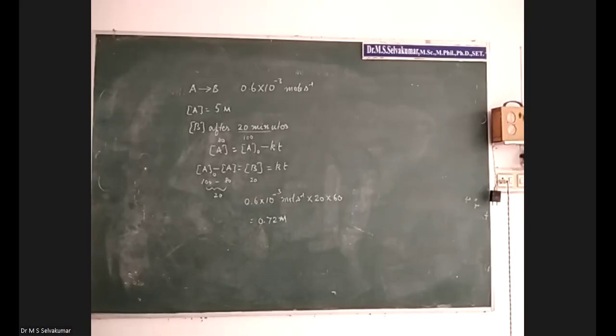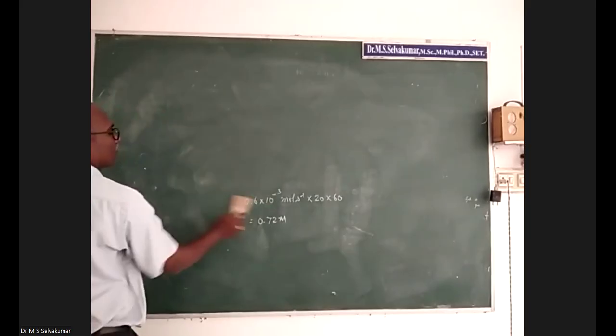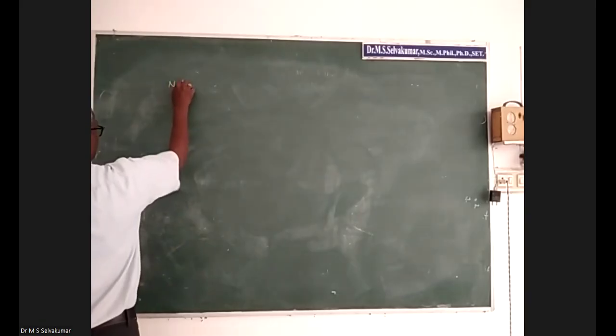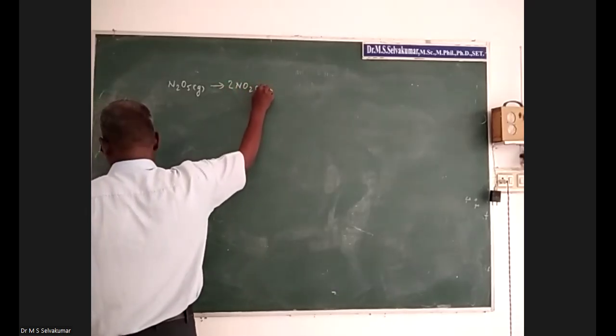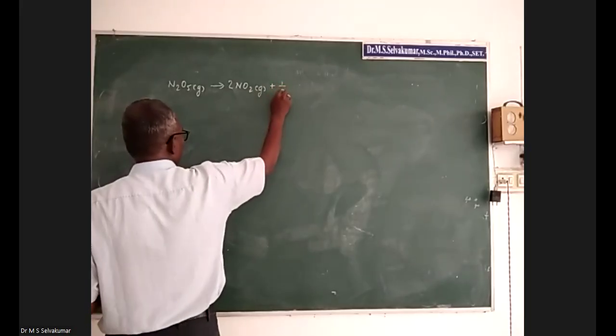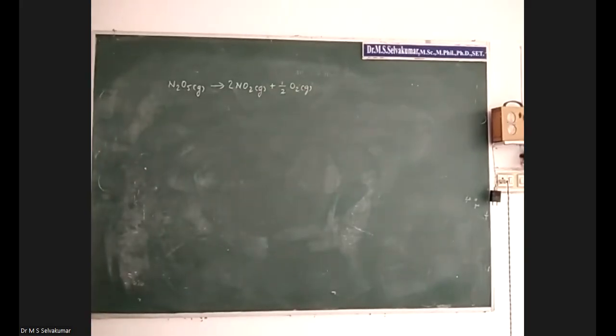So the next problem. For the reaction N2O5 gas giving NO2 gas plus oxygen gas, a small technique you are going to learn here. Look at the reaction. It is N2O5 gas becoming 2 NO2 gas plus half oxygen gas.